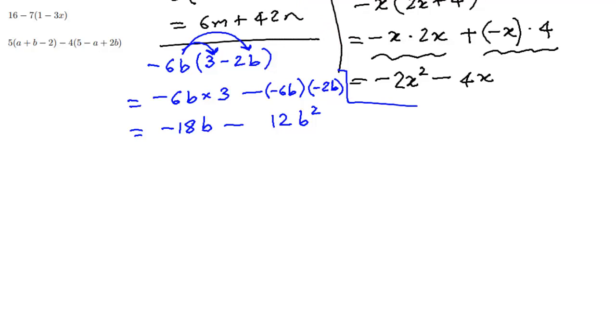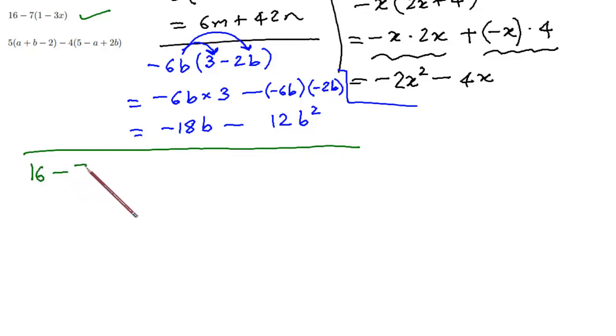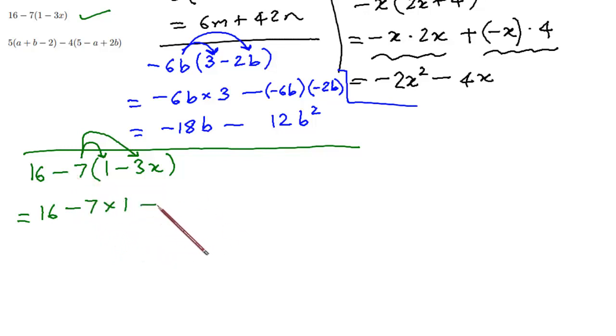Then let's do this sum. I'll just write it over here. 16 minus 7 bracket open 1 minus 3x. Okay, now we'll write the 16 as it is. Remember, only this negative 7, the negative 7 multiplies to the first number and the negative 7 multiplies to the second number. So we can rewrite this as minus 7 multiplied by 1 and minus 7 multiplied by negative 3x.